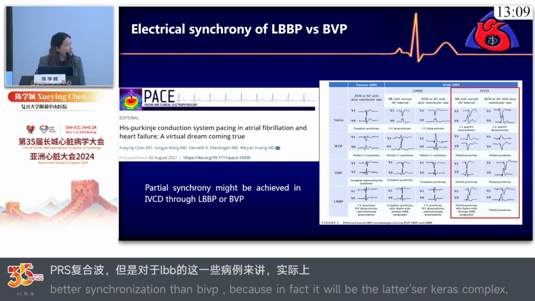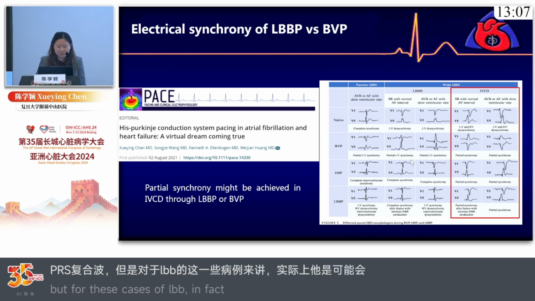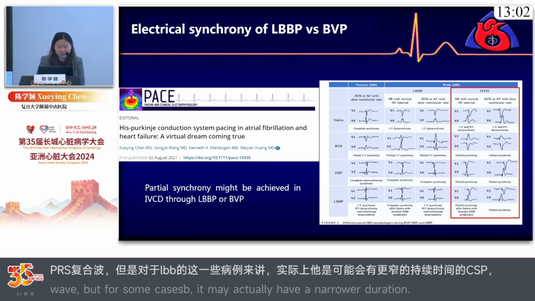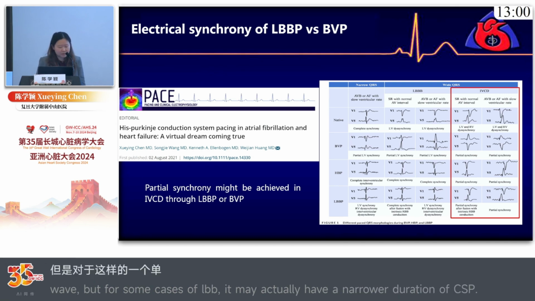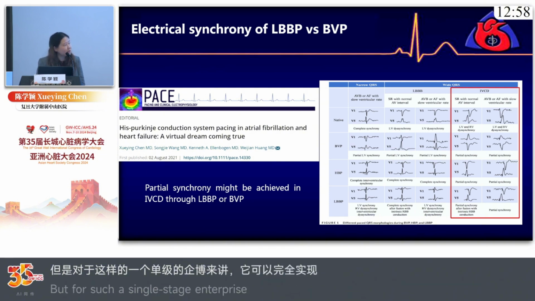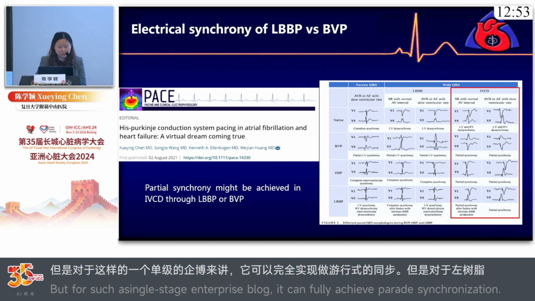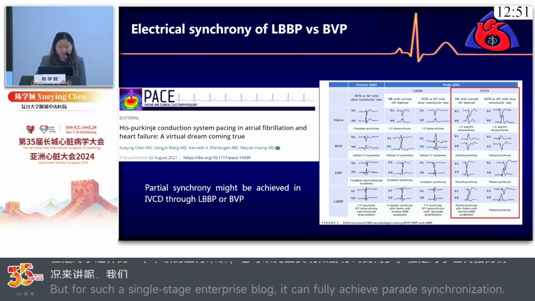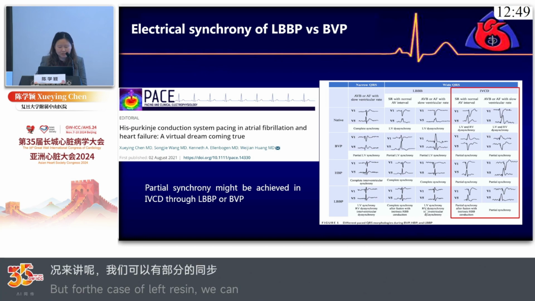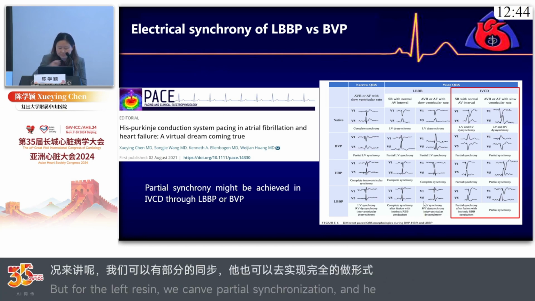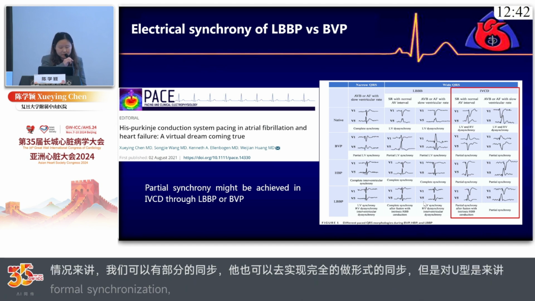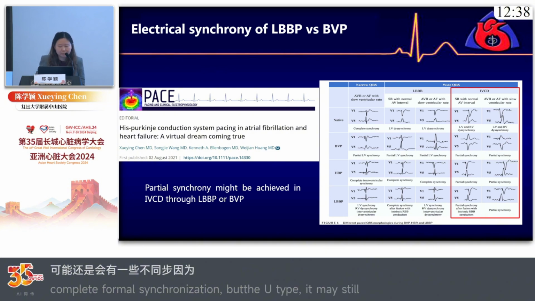But His bundle pacing has a complete synchrony of both RV and LV. But for left bundle branch pacing, we just have partial synchrony. It can achieve complete LV synchrony, but the RV will have desynchrony because we have a QRS duration of RBBB shape in LBB pacing.